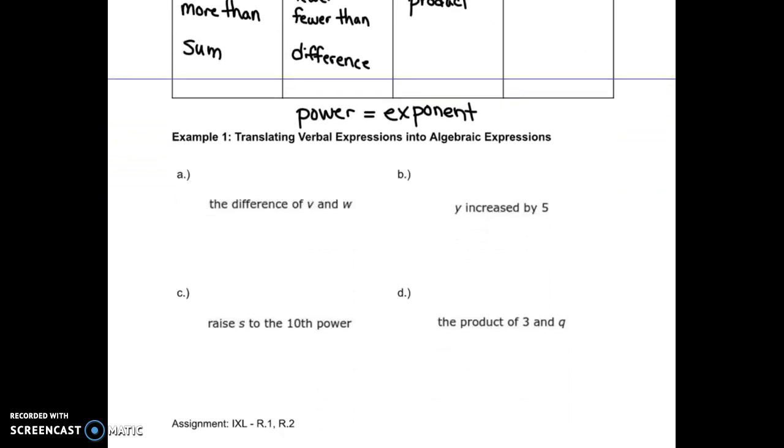So on A, it says the difference of V and W. So difference means to subtract. And how we know what comes first and second, whatever comes in front of the and is first. And this is second. So I'm going to say V minus W. For B, it says Y increased by 5. Increased means to add. So this is Y plus 5.